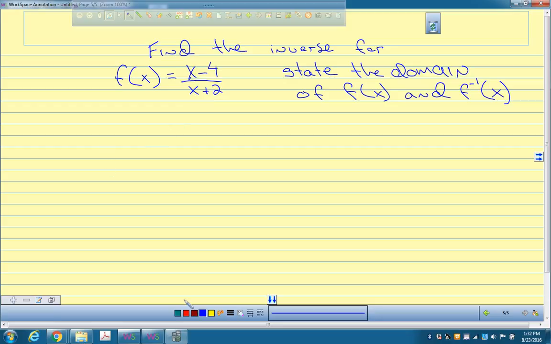So my first step, I'm going to rewrite this. Well, first I don't like f of x. f of x is the same as saying y, right? y equals x minus 4 over x plus 2. Now what?